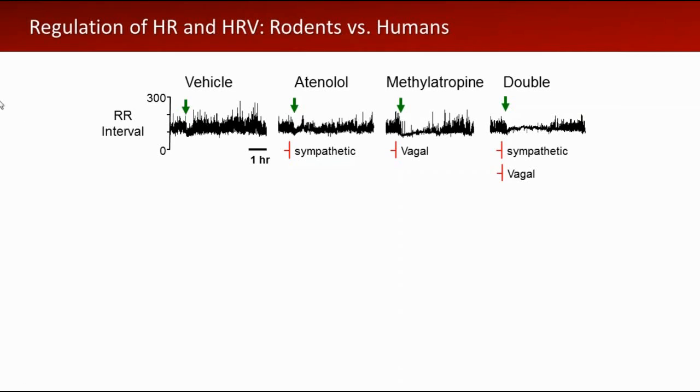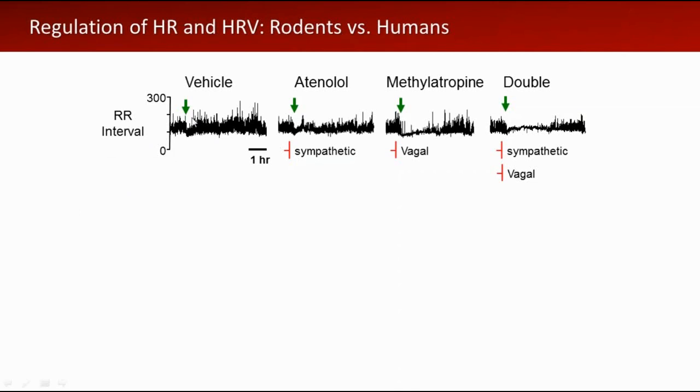The graphs you're looking at now are called tachograms, and what you're looking at is adjacent RR intervals over time on the x-axis, with your RR interval on the y-axis. We had four groups: a vehicle control, an atenolol group, which is a sympathetic antagonist, a methylatropine group, which is your vagal blocker, and then a group where we blocked both arms of the autonomic nervous system with methylatropine and atenolol together. You will see these tachograms come up again, so I just wanted to introduce you to what they look like.